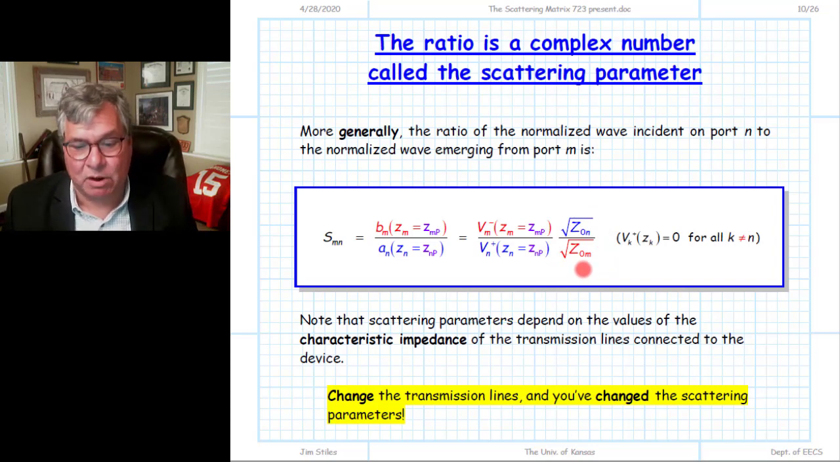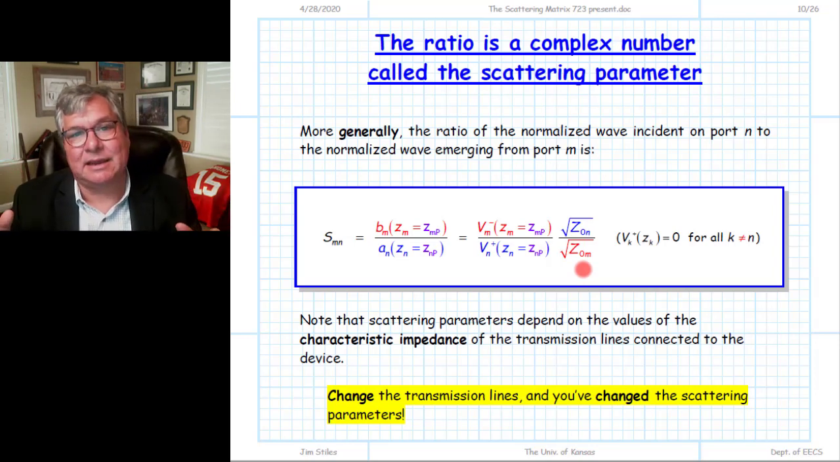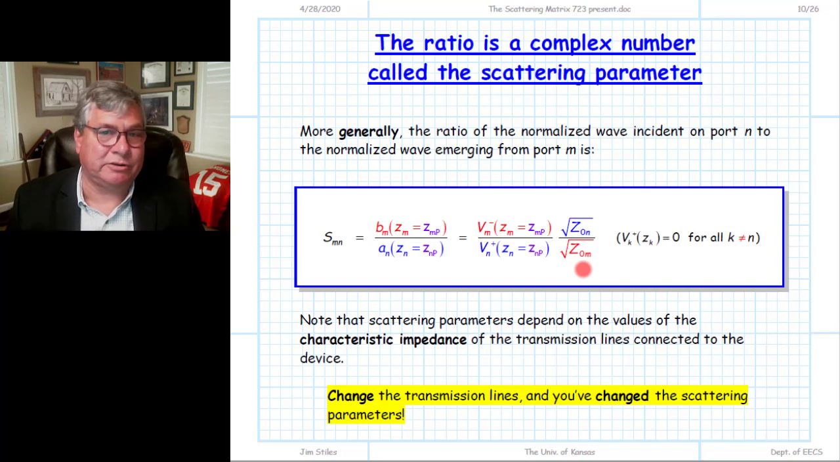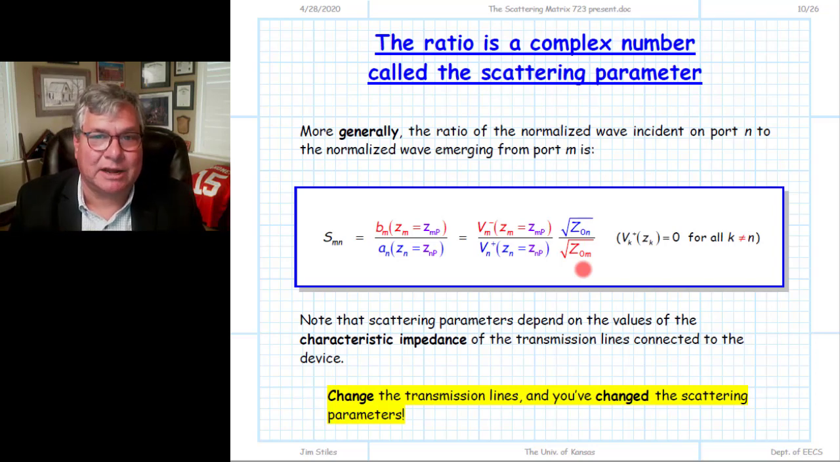Now, this is completely different from what we did in the impedance matrix and the admittance matrix. There, the impedance matrix and admittance matrix depended on the device and the device only. Everything in that blue box, that's what determined those transimpedance and admittance parameters. But the scattering matrix characterizes the device in the blue box, but also it depends on the transmission lines connected to it. It says what will happen if I take this blue box and connect transmission lines to it of specific characteristic impedances. And so it's a characterization both of the device and the transmission lines connected to it.